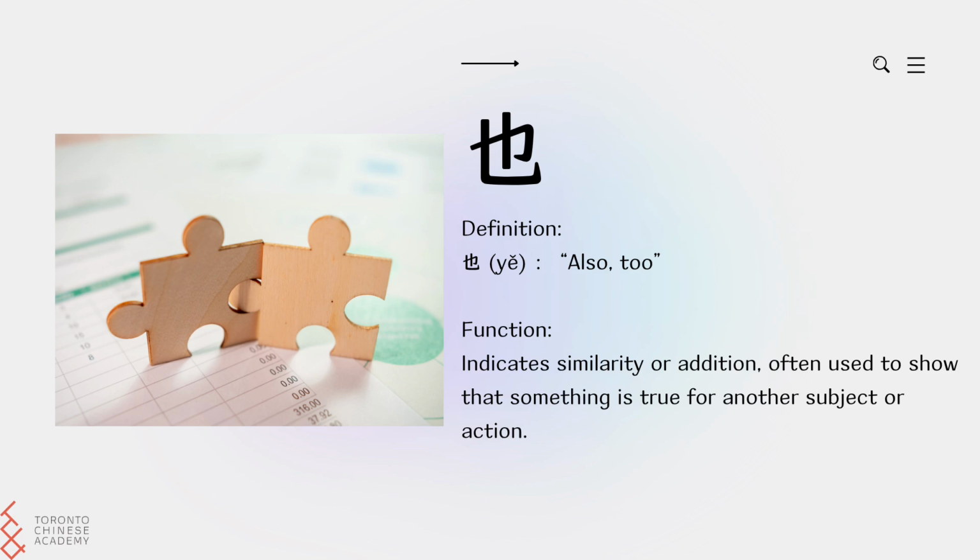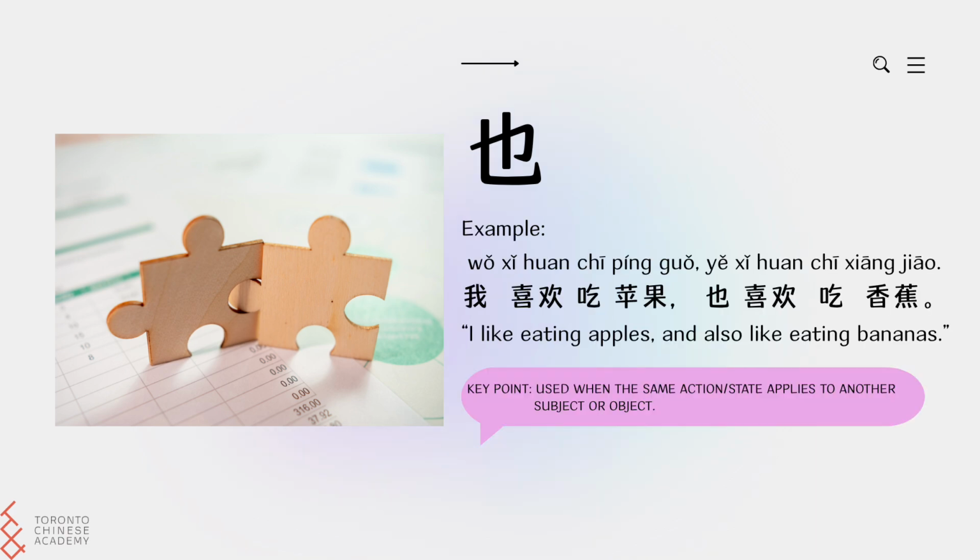The definition of 也 is also or too. Its function is to indicate similarity or addition. It's often used to show that something is true for another subject or action. Here is an example. 我喜欢吃苹果，也喜欢吃香蕉。I like eating apples, and also like eating bananas.